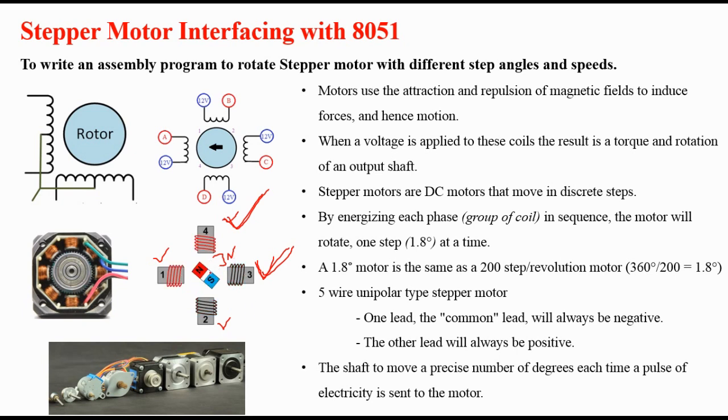So this N pole will be there near the coil which has got energized. In this way we can keep this shaft rotating by continuously giving supply to the stepper motor. When a voltage is applied to these coils, the result is a torque and a rotation of an output shaft. Stepper motors are DC motors that move in discrete steps.